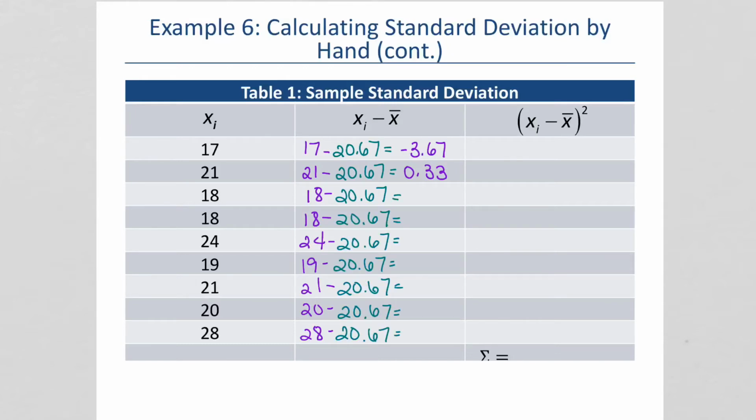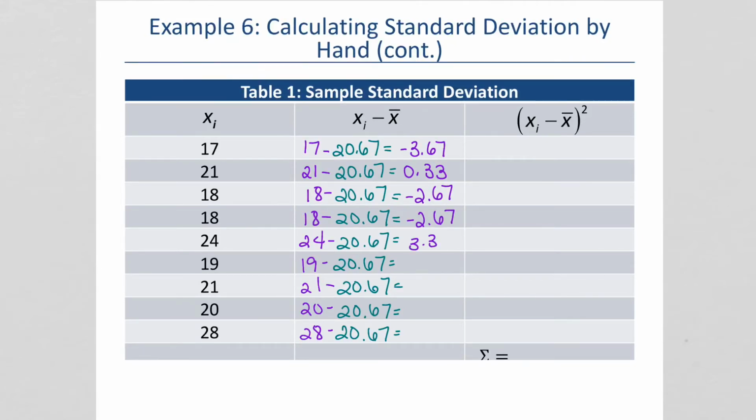So for the third one, we get negative 2.67. Again, we get negative 2.67. Then we have 3.33. Negative 1.67. 0.33. Negative 1.67. And 7.33.